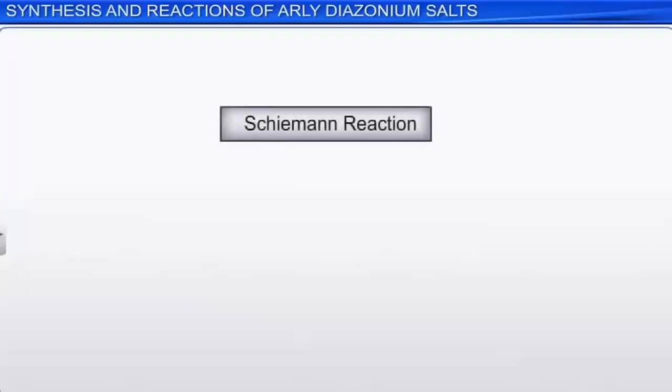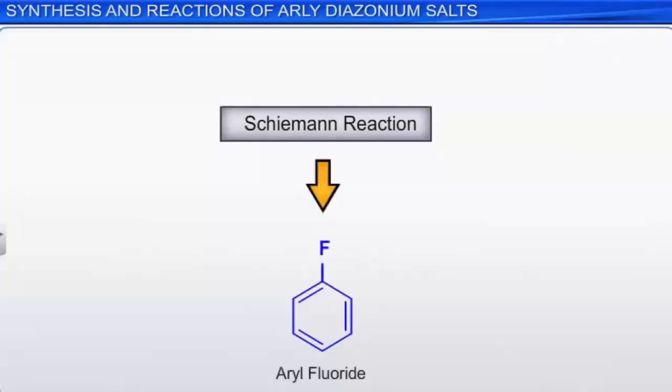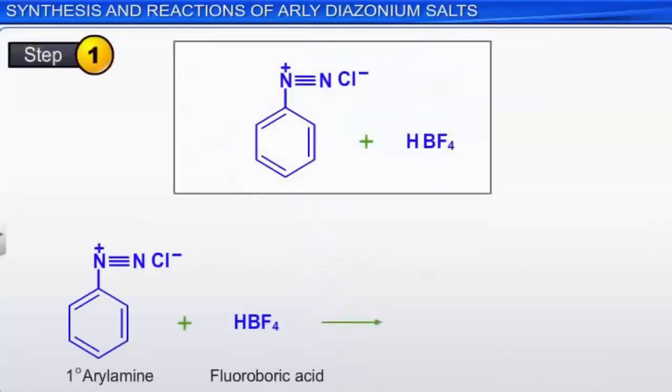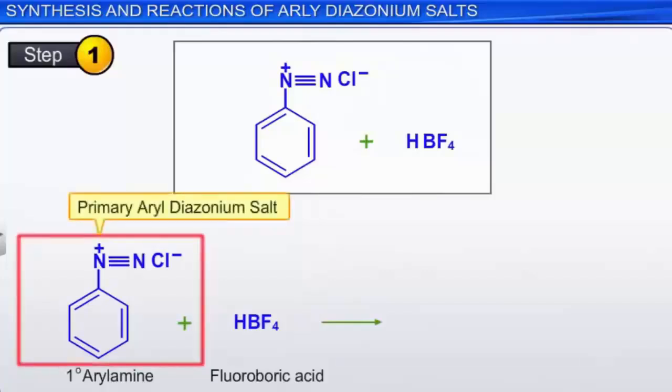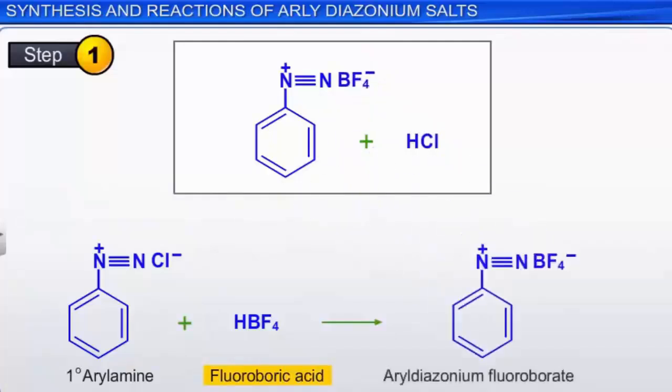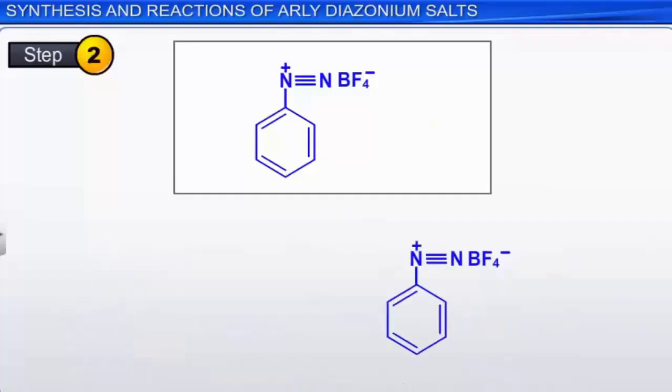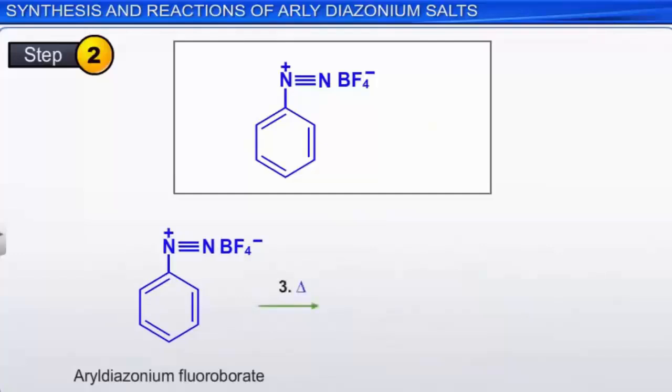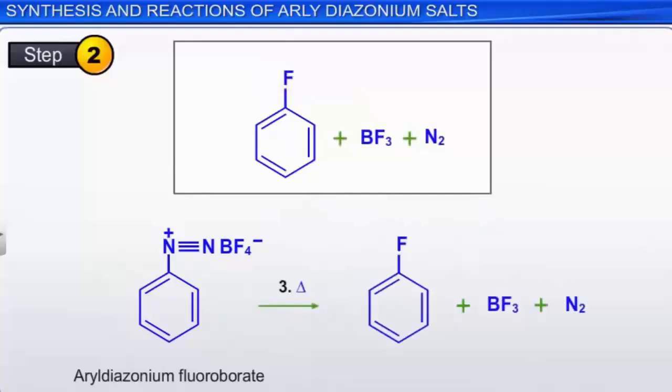The Schiemann reaction is a method for making aryl fluorides. In the first step, a primary aryl diazonium salt is treated with fluoroboric acid to make an aryl diazonium fluoroborate, which precipitates. Next, the dry diazonium fluoroborate is heated until it decomposes, releasing an aryl fluoride.